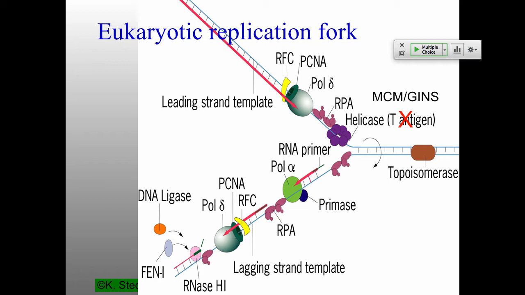The question is, does DNA polymerase alpha extend the primer with DNA or RNA? It extends it with DNA. So it is in fact a true DNA polymerase, unlike DNA primase, which is an RNA polymerase.